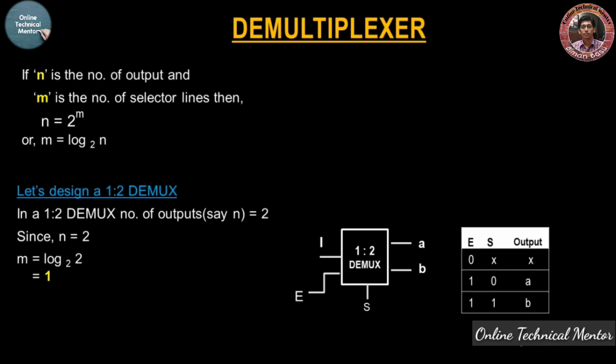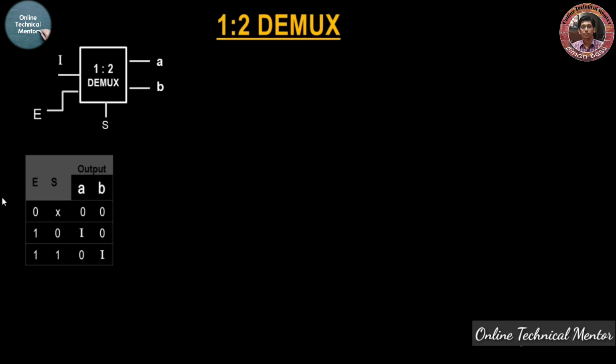Let me show you this truth table in more detail. This will be the actual truth table from where we are going to derive the Boolean expression. After that we will draw the logic diagram of the 1:2 demultiplexer. Since there are two outputs A and B, I have written two columns under the output, A and B. When E is 0, whatever the value of S, both A and B outputs will be 0.